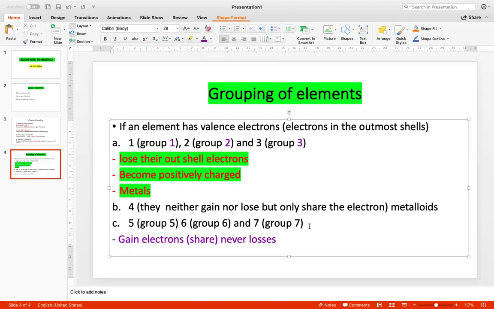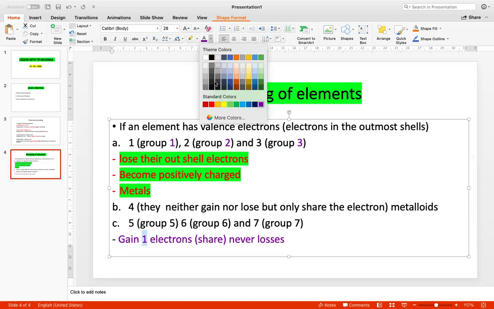And how many electrons can they gain? They can only gain how many? 3. No, 1, because they already have 7, meaning they only need 1 electron in the outermost shell. I hope that makes sense.